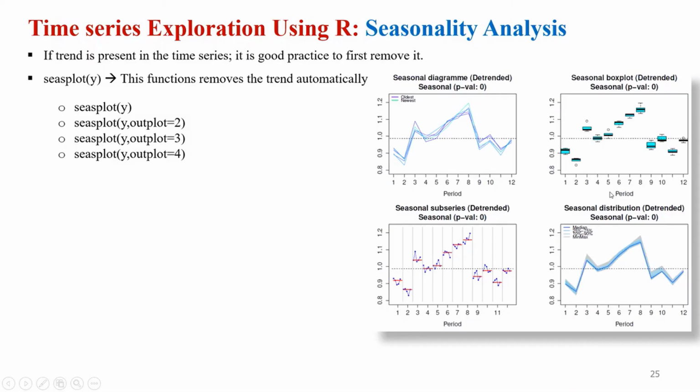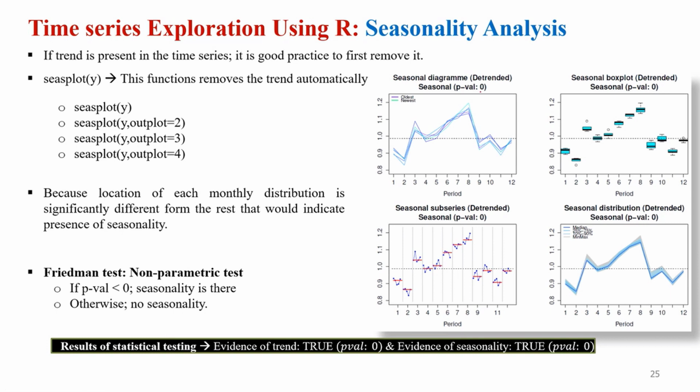So how can you interpret it? That is basically indicated by this particular p-value. They are applying a non-parametric test, the Friedman test. If this p-value is less than 0.05, then we will say there is seasonality. But if it is greater than 0.05, then we will say there is no seasonality. As we can see, the p-value is less than 5%, so that means this particular data set does contain some seasonality.